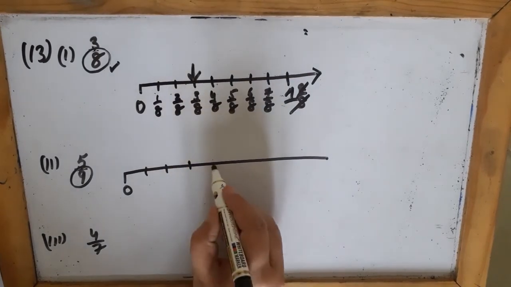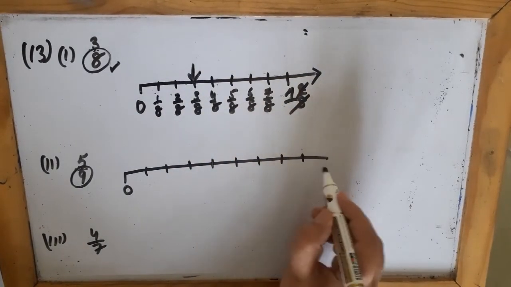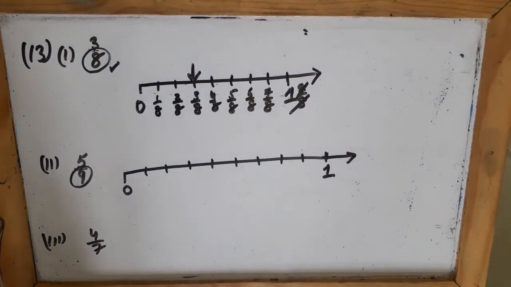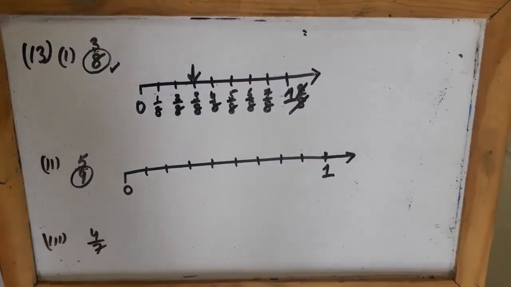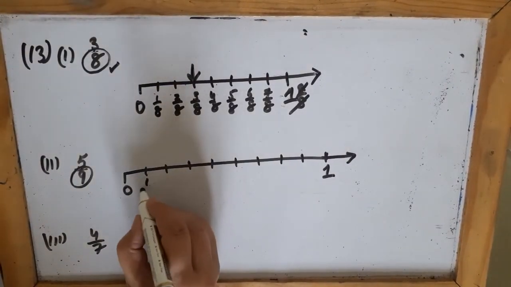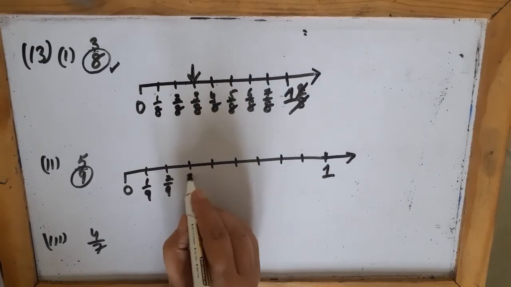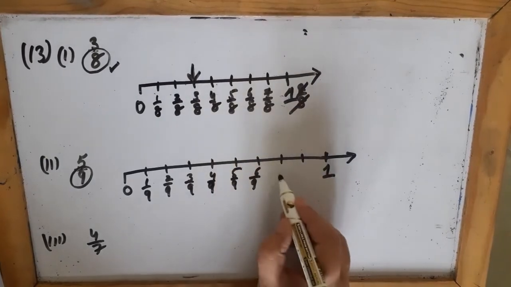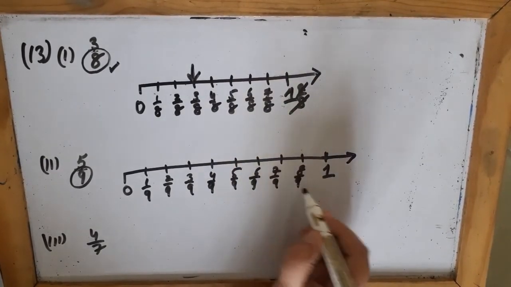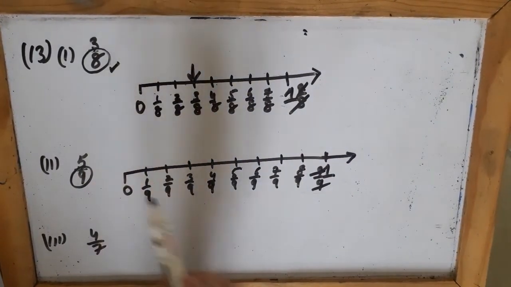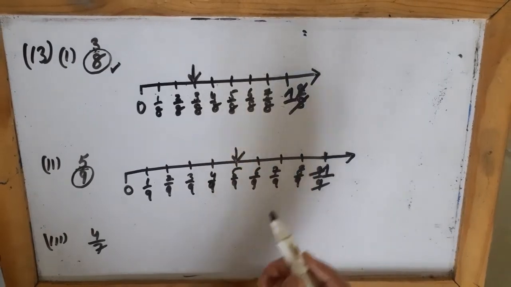1, 2, 3, 4, 5, 6, 7, 8, 9, and this ninth part will be my 1. From 0 to 1, I have divided this number line into 9 equal parts because 9 is the denominator. Now the first part after 0 is 1 by 9, 2 by 9, 3 by 9, 4 by 9, 5 by 9, 6 by 9, 7 by 9, 8 by 9, and this will be 9 by 9, or you can say 1. And I have to show 5 by 9, so this is my 5 by 9.